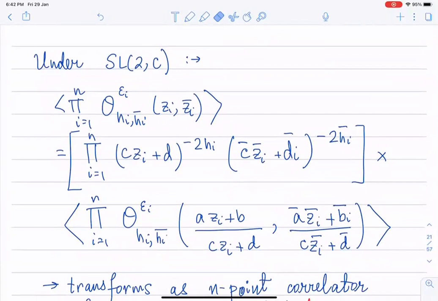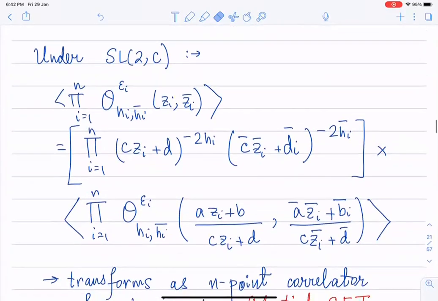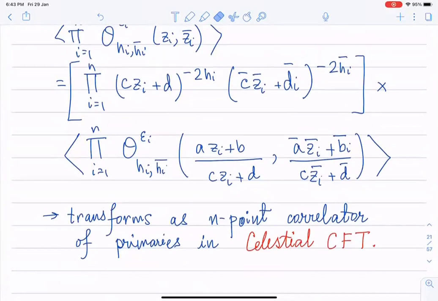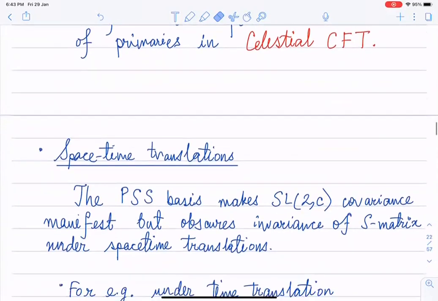There were other motivations in trying to do so, because this relation between 4D scattering amplitudes and 2D CFT correlation functions is a hint of holography in asymptotically flat spacetimes. And this representation of scattering amplitudes seems like a useful way to go about studying flat space holography. Okay, so that's what we did.